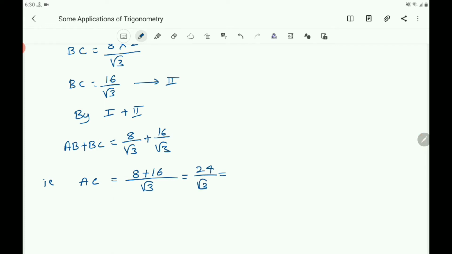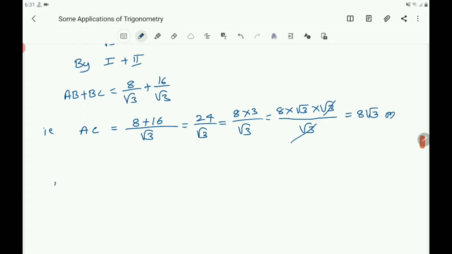That equals what? You write it as 8 into 3 by root 3. That equals 8 into 3, which you can express as root 3 into root 3, that whole divided by root 3. Root 3 and root 3 cancel, and at the end you got 8 root 3 meter. You know that AC equals AB plus BC equals 8 root 3 meter. That is the height of the tree.